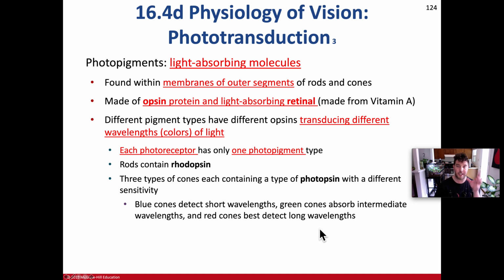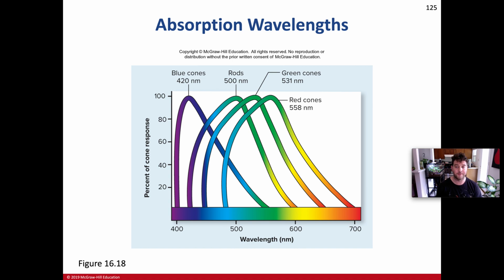So you have these light-absorbing molecules that when light hits them, they absorb that color, depending on the color absorbed by the specific photopigment, and then that signal can be transmitted down through ganglia. So here you go, you can see your blue cones, your rods, your green, and then your red cones, all absorbing and working in slightly different wavelengths of light.